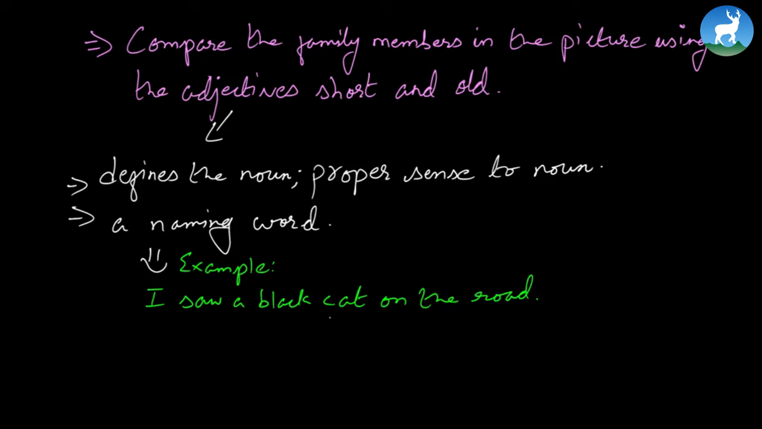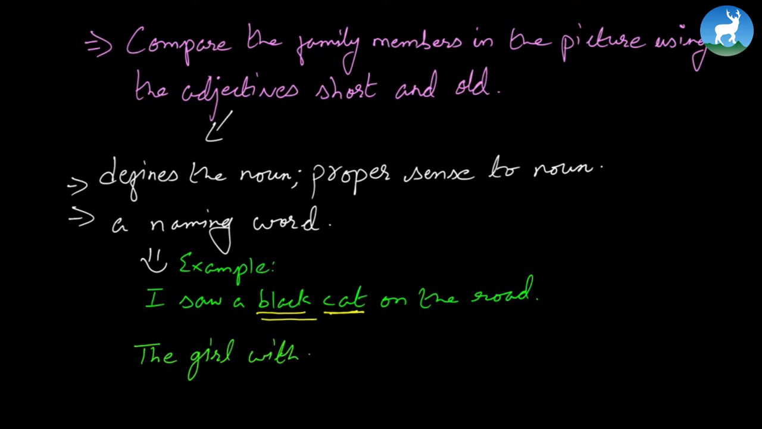While what kind of cat? What color was the cat? See, it's a black cat. So that's why this is defining the noun here. See, that's why this is an adjective here. Okay, so adjective always defines the noun. It's a naming word. Let's look at one more example.